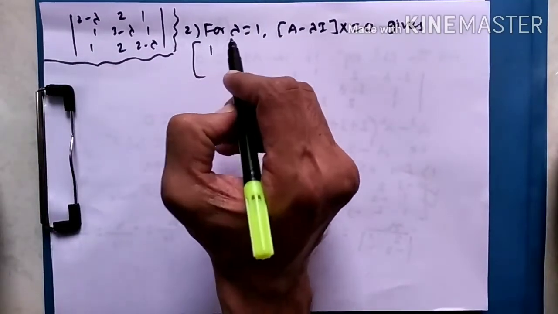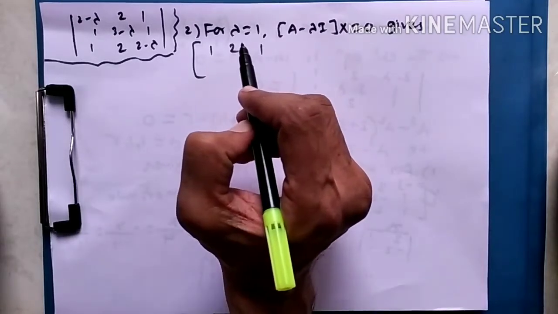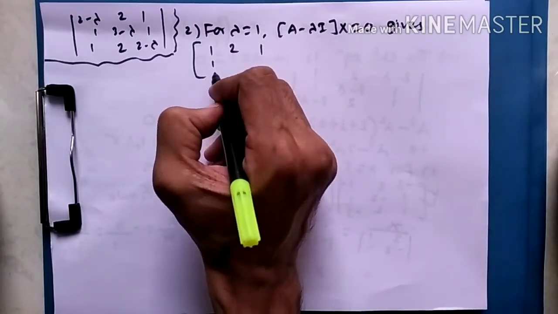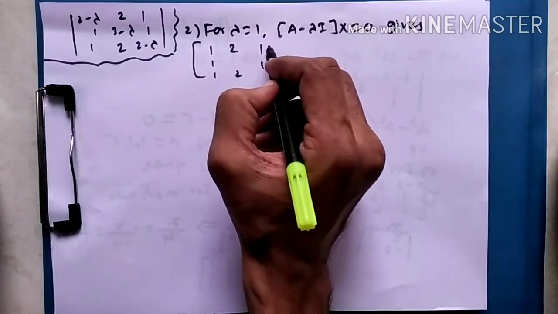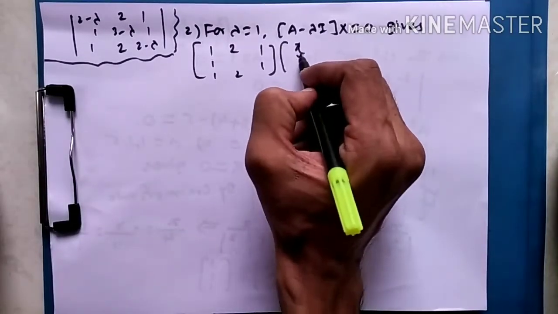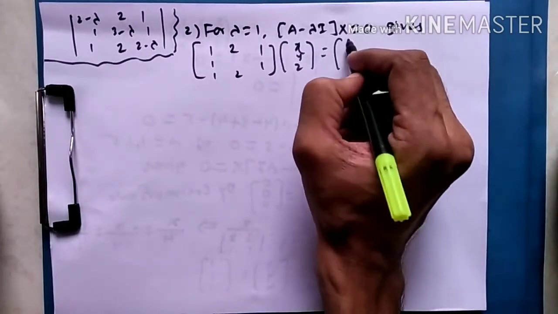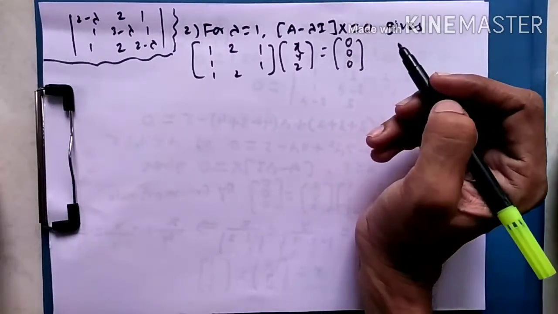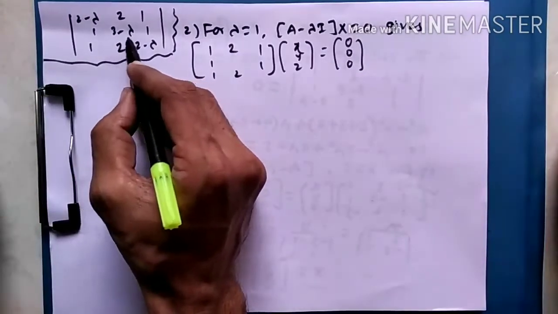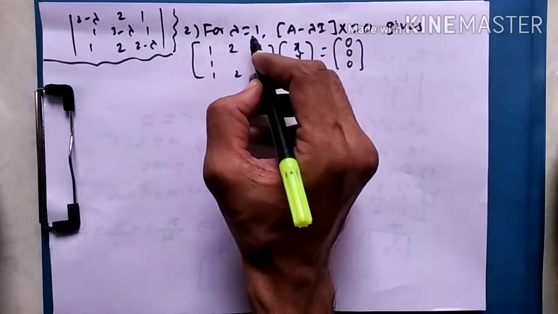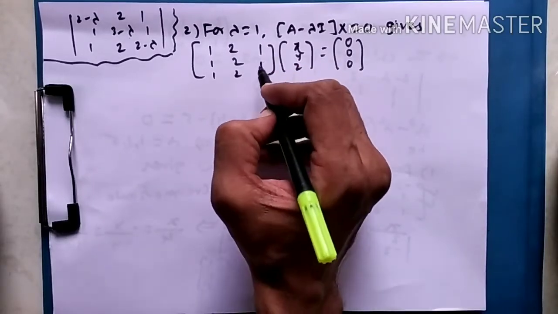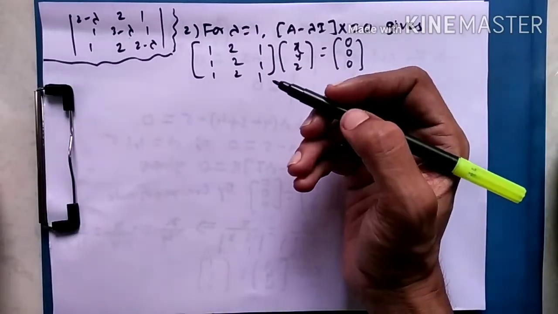So 2 minus 1 is 1. Then this 2 and 1 as it is. No change in the non-diagonal elements. So we can write them first. Capital X can be written as x, y, z. And RHS will be a column vector having all elements 0. Now next will be 3 minus lambda. And if you put lambda equal to 1, it is 2. And last is again 2 minus lambda, that is 1.